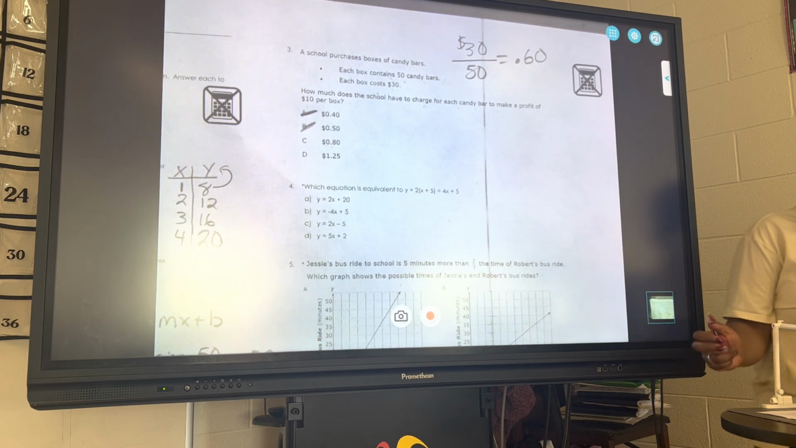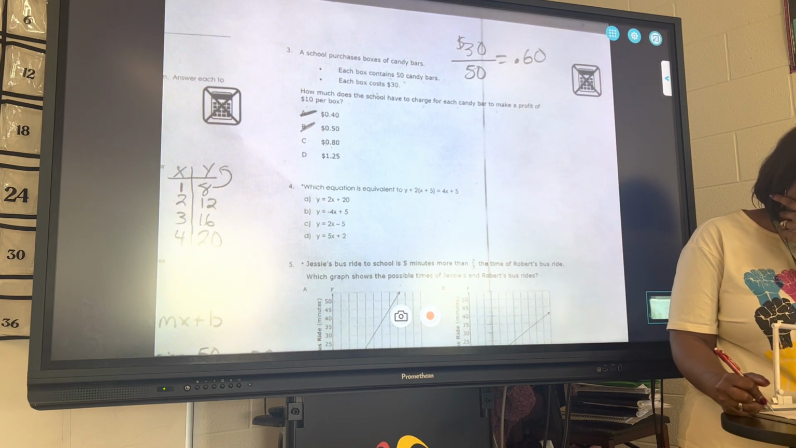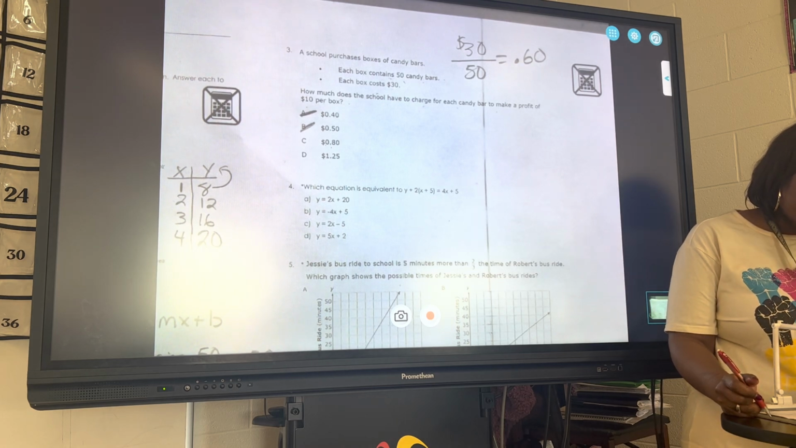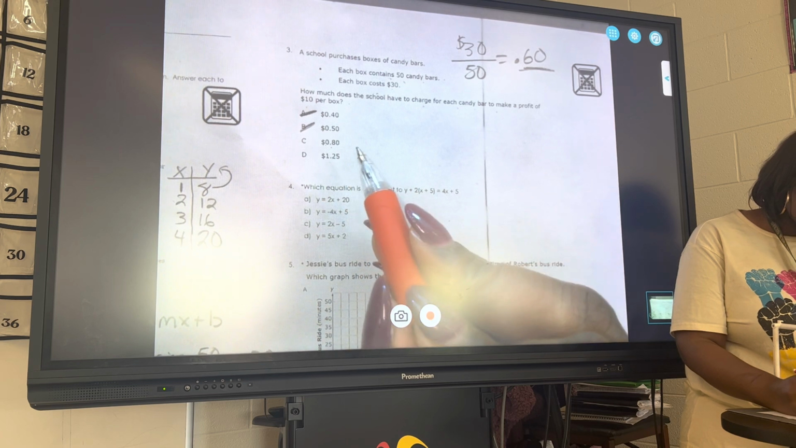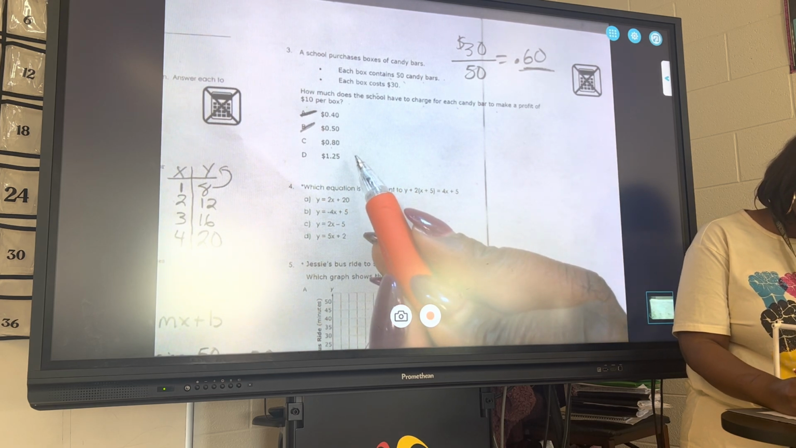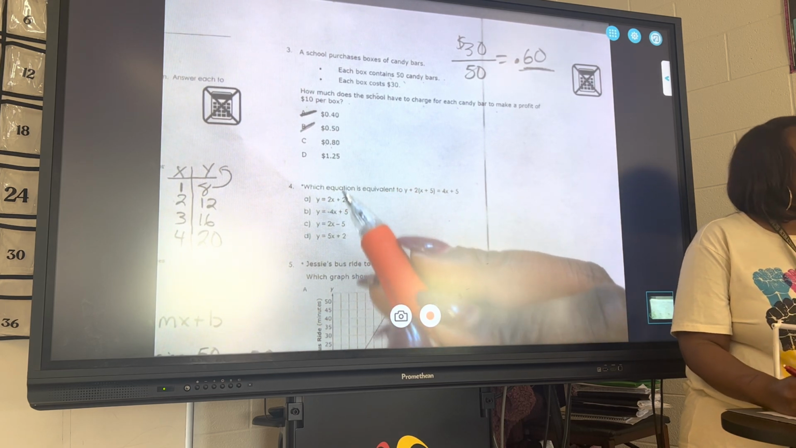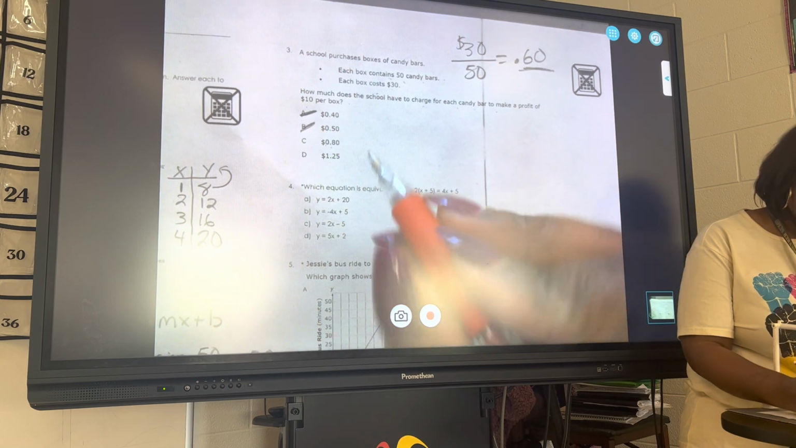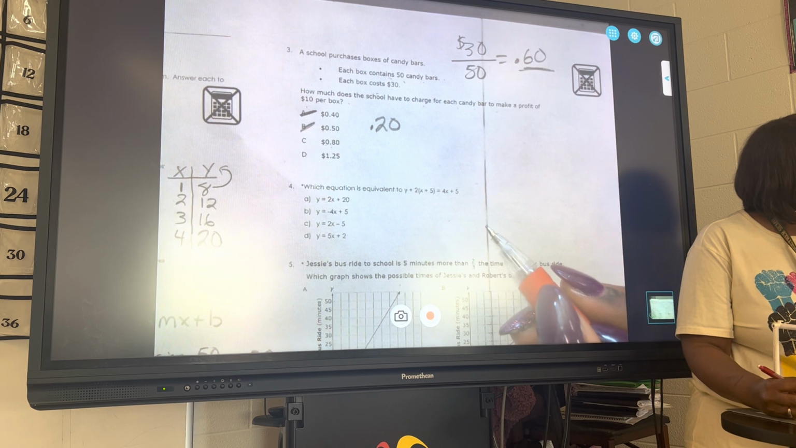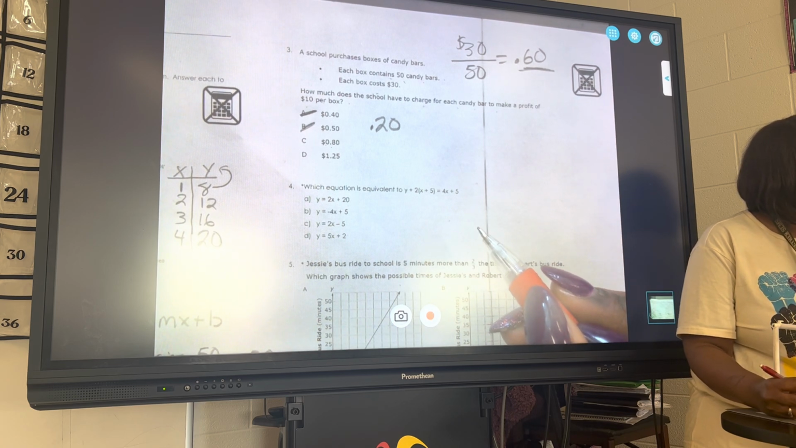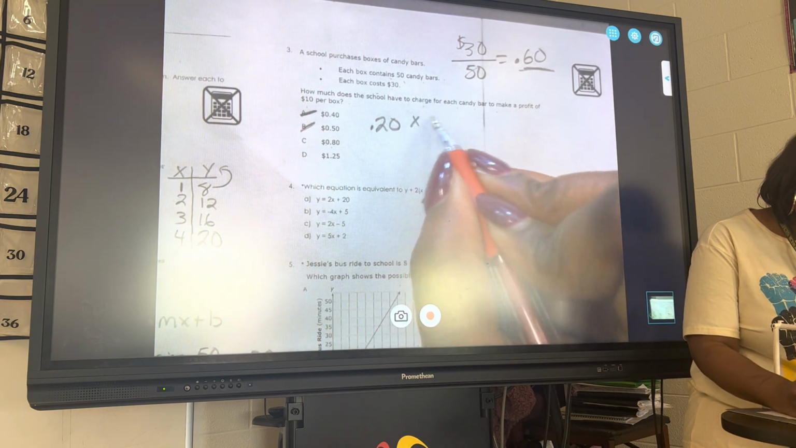How much does each candy bar cost? 60 cents, right? What's the profit for each candy bar if I sell it for 80 cents? 20 cents. Does that make sense? So 20 cents times how many candy bars total? 50. How much of a profit is that?